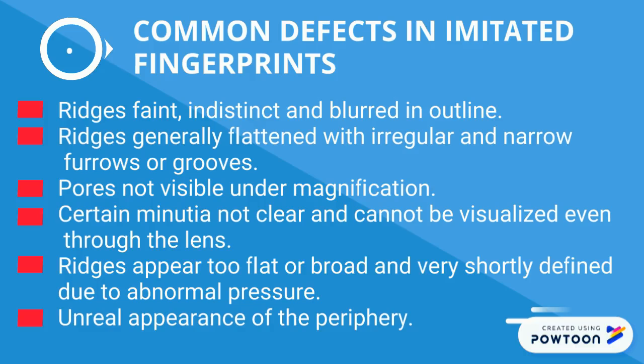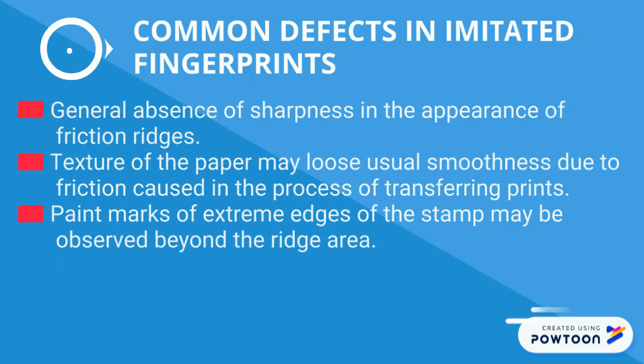Ridges appear too flat or broad and very shortly defined due to abnormal pressure. Unreal appearance of the periphery, general absence of sharpness in the appearance of friction ridges. Texture of the paper may lose its usual smoothness due to friction caused in the process of transferring prints. Paint marks of the extreme edges of the stamp may be observed beyond the ridge area.